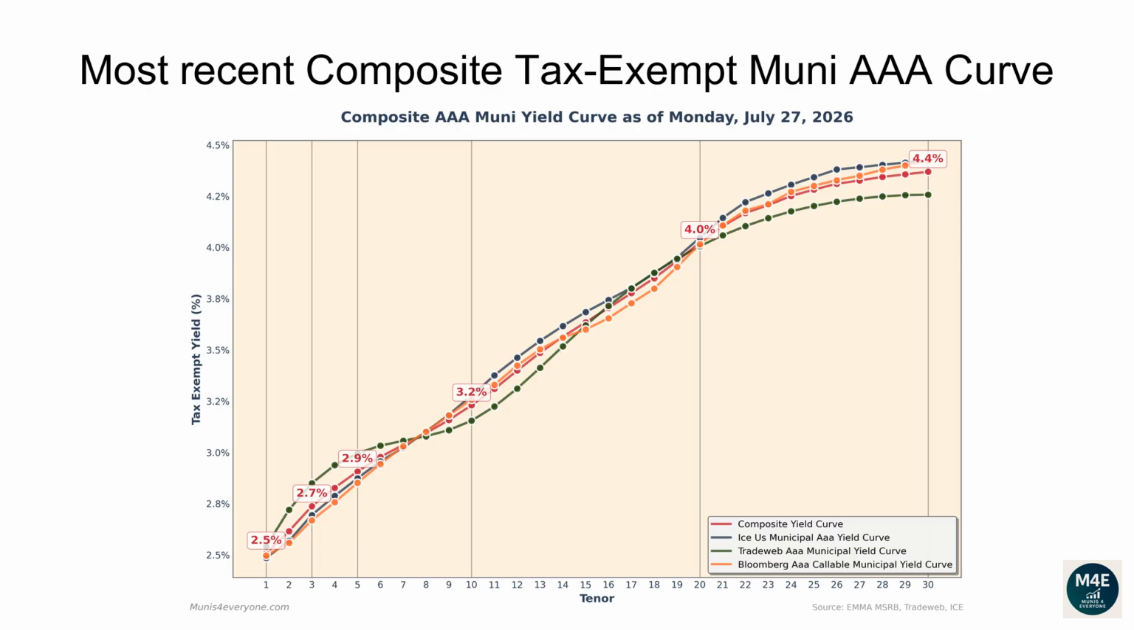The one-year composite tax-exempt yield is 2.51%. The two-year yield is 2.62%. The three-year yield is 2.74%. The 5-year yield is 2.91%. The 10-year yield is 3.23%. The 20-year yield is 4.02%. The 30-year yield is 4.37%.